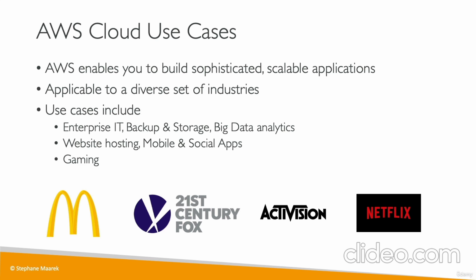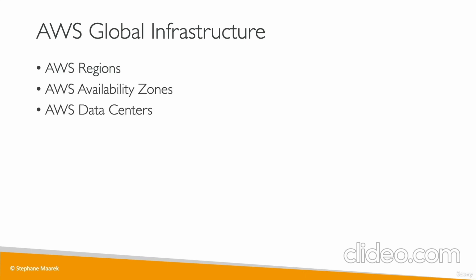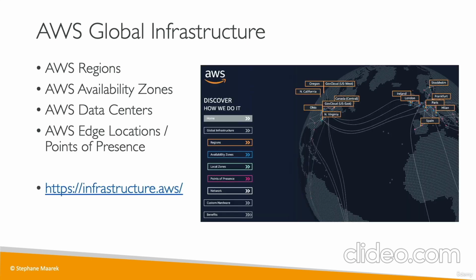The applications are endless. Now, AWS is global, and this is where we are going to learn a bit more specifics about how it works. So we have AWS regions, we have availability zones, data centers, edge locations, and points of presence. And all of these can be represented on the map right here. So let's go on this website to have a quick look at it.